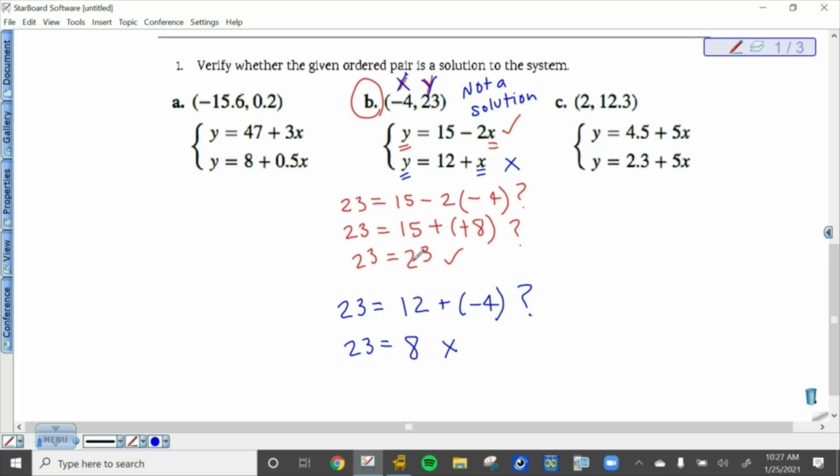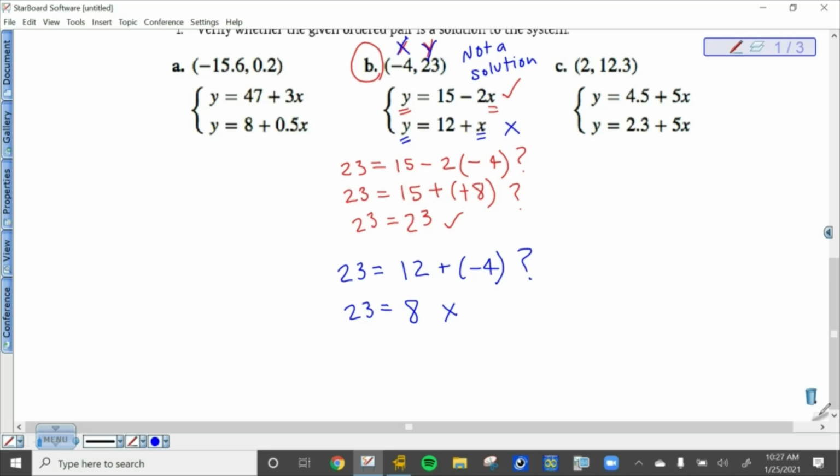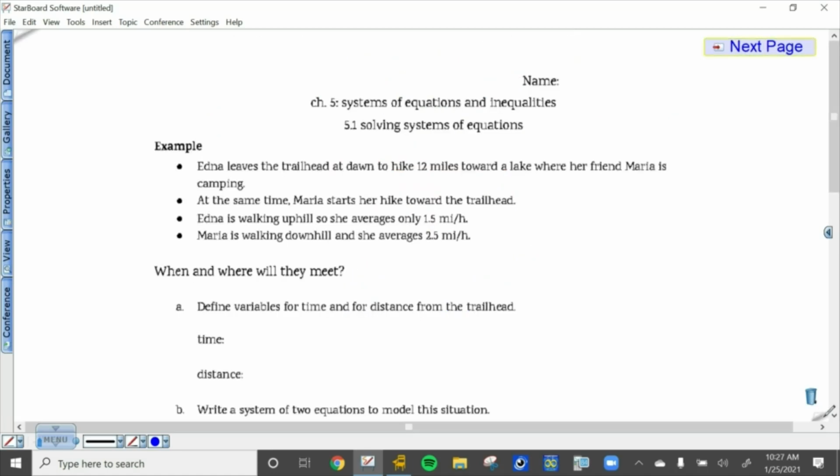Okay, so all we need to do is just plug in the x coordinate for x, the y coordinate for y, for both of the equations. We're going to do more practice on this on Khan Academy later. But let's flip over to the next page, and we're going to work through this problem.